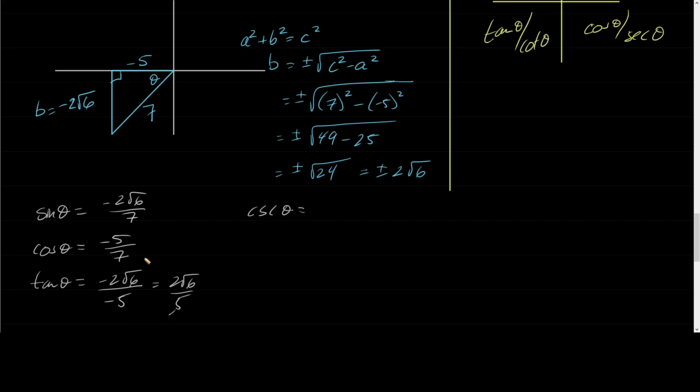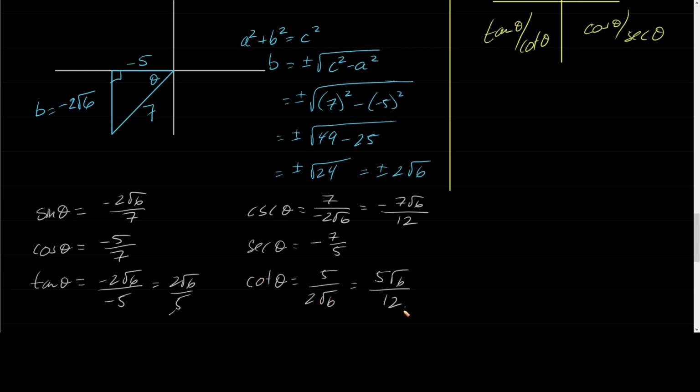Cosecant theta will be the reciprocal of sine, so it will be 7/-2 radical 6, which can be rewritten as the negative of 7 radical 6/12 by multiplying both the top and bottom by radical 6/radical 6, in other words, rationalizing this expression. Similarly, secant theta will be the reciprocal of cosine, which is -7/5, and cotangent theta would be the reciprocal of tangent, which would be 5/2 radical 6, which can be written as 5 radical 6/12 by multiplying both the top and bottom by radical 6/radical 6.